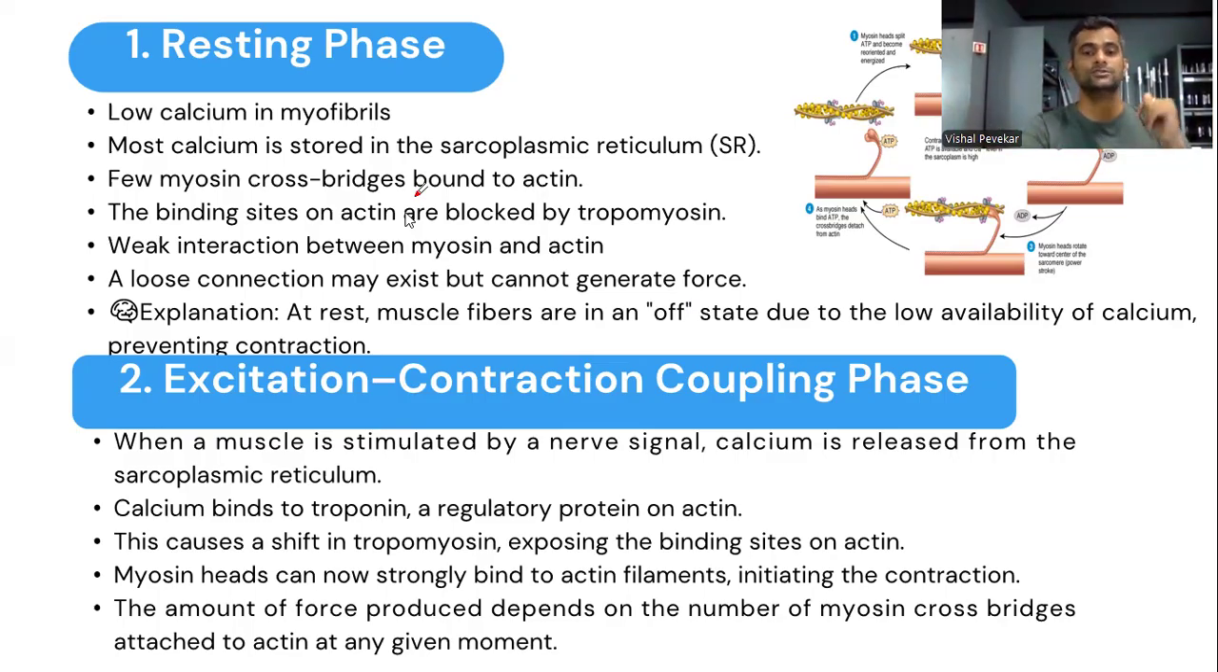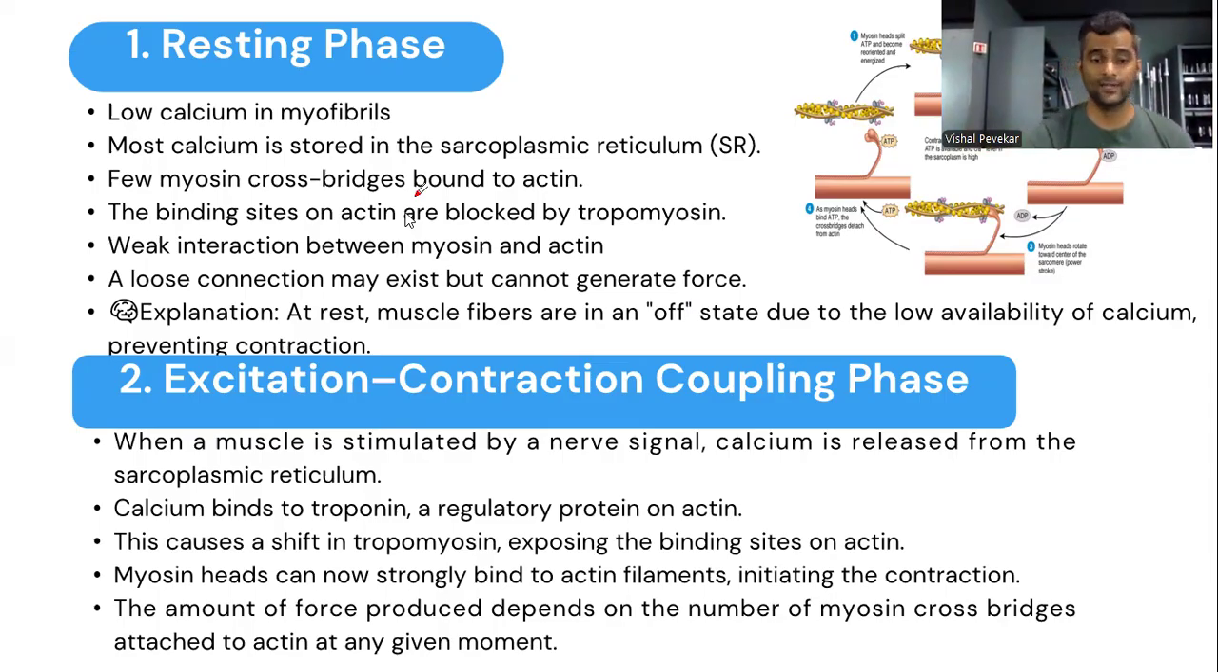So at rest, muscle fibers are in an off state due to low availability of calcium. Calcium plays an extremely important role, which is why, when calcium is low, muscle contraction will also be low. This prevents muscle contraction, because you don't want your muscle to contract all the time. Otherwise, you will fatigue and be tired. So this is the first phase. Everything is at rest.